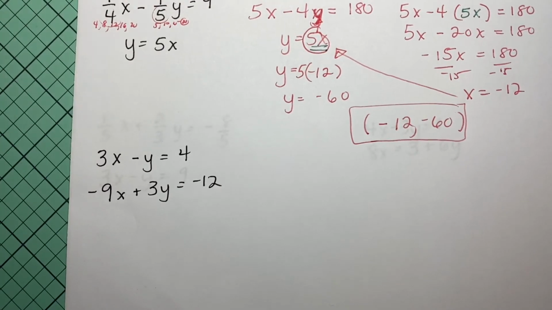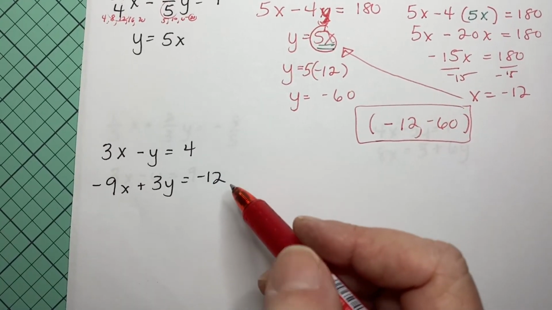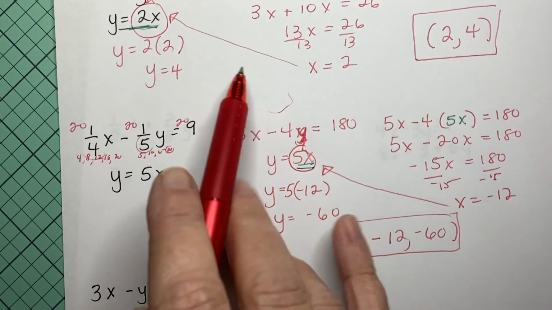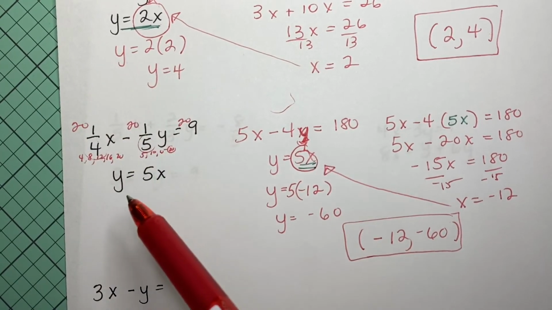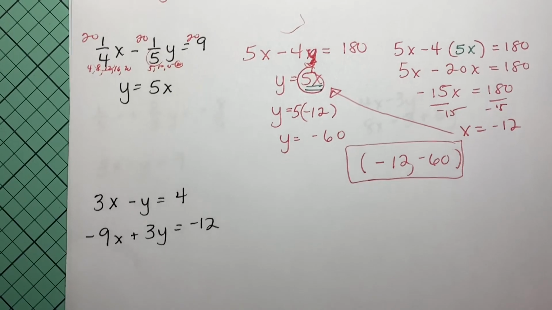Okay, let's look at one more. So we have 3x minus y equals 4 and -9x plus 3y equals 12. And so these two here were already solved for y. And if they're already solved for y, then substitution is usually the easiest way to do it.